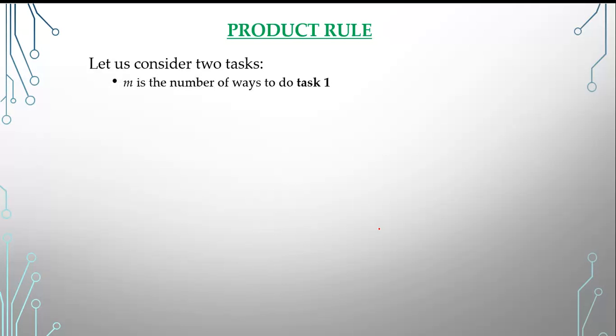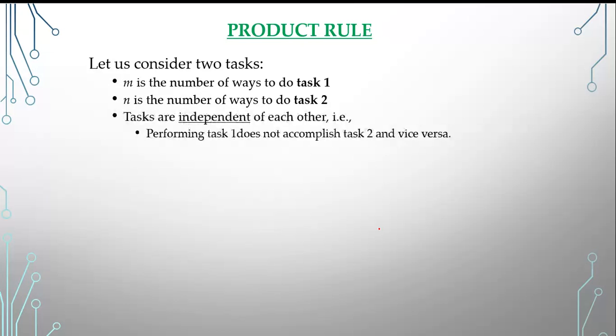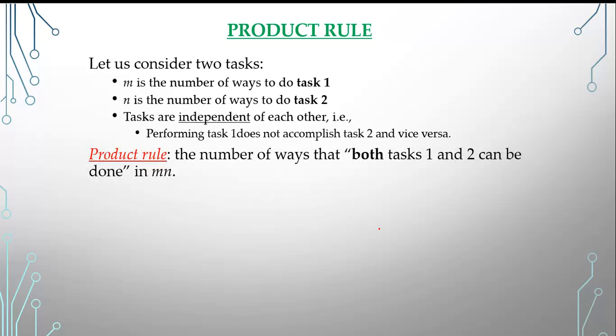Now, come to the next rule, that is the product rule. So what is the product rule? Here we consider again two tasks, the number of ways to do task 1 is M, and the number of ways to do task 2 is N. And these two tasks are also independent. But here the difference is that we have to do both task 1 and 2, right? So we use the and, we use the product rule, meaning the number of ways both task 1 and 2 can be done is M multiplied by N ways, but both tasks must be independent, right?